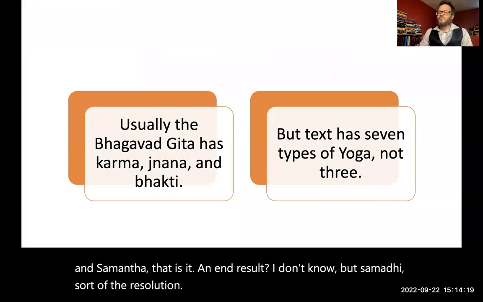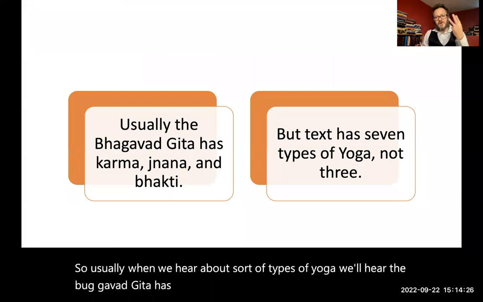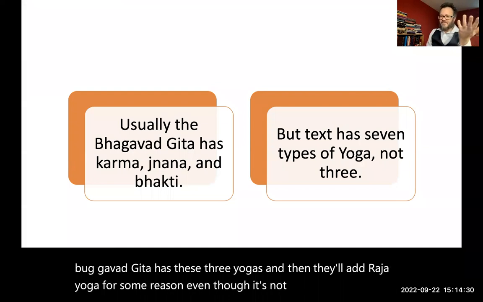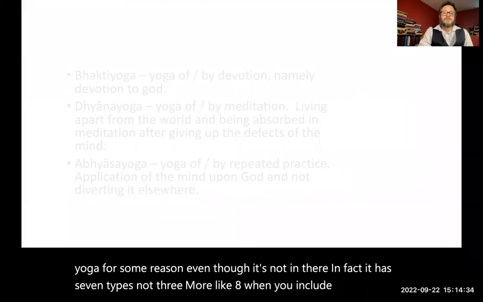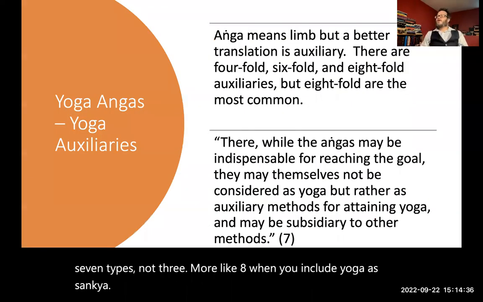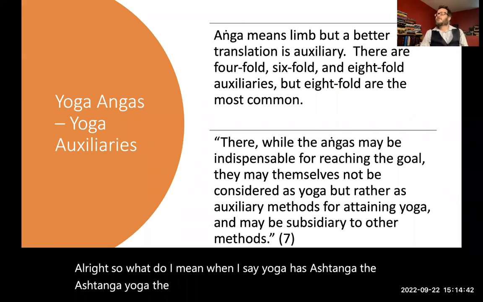So usually when we hear about types of yoga, we'll hear that the Bhagavad Gita has these 3 yogas, and then they'll add Raja Yoga for some reason, even though it's not in there. In fact, it has 7 types, not 3, more like 8 when you include yoga as Sankhya. All right, so what do I mean when I say yoga has Ashtanga, the 8 limbs of yoga? So far we've seen these 8 limbs of yoga.